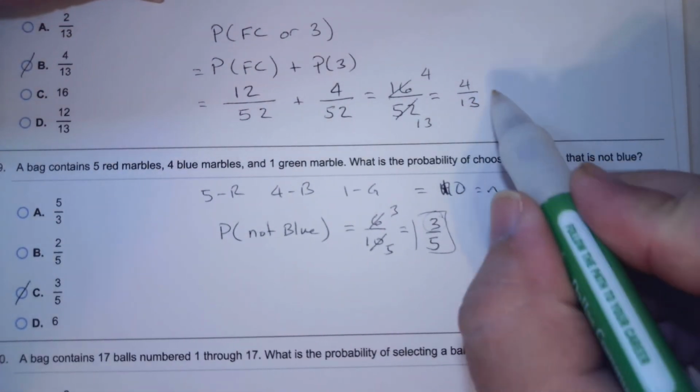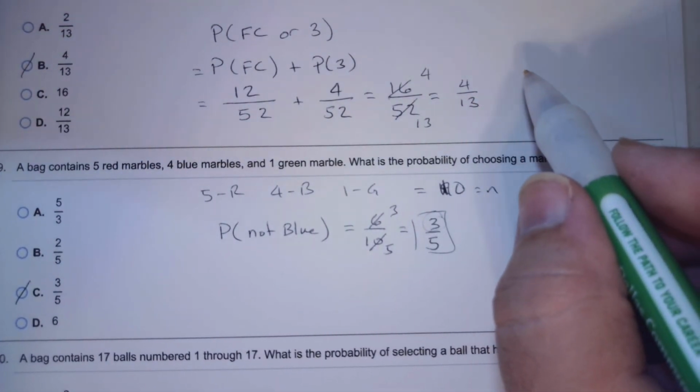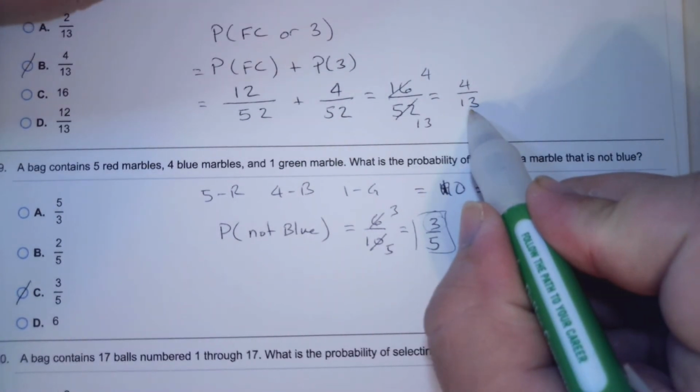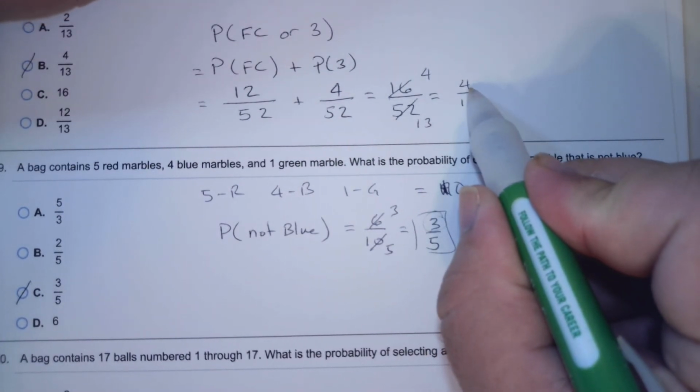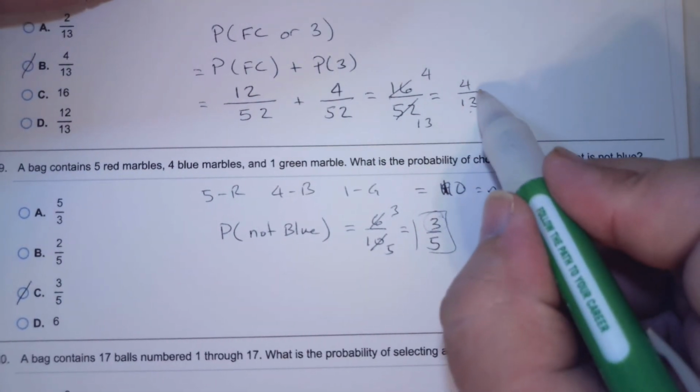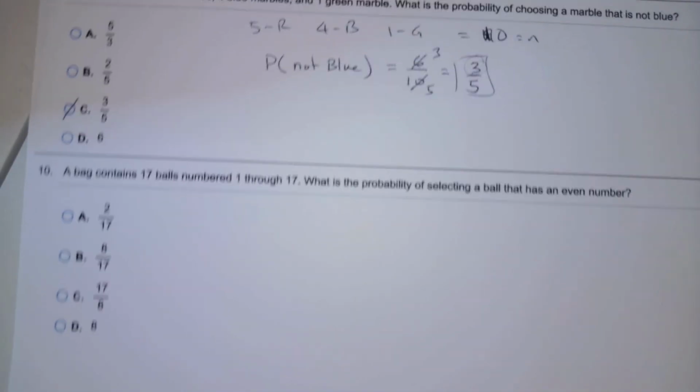What this one means is, if you had a deck of cards and you picked a single card 13 times, then you would get 4 events. It would be a face card or a 3. It would happen 4 times out of 13. That's what that means.